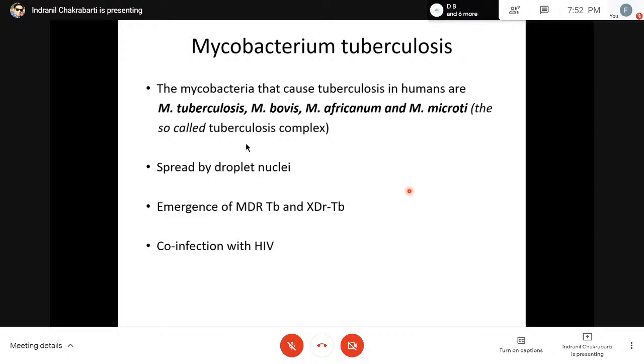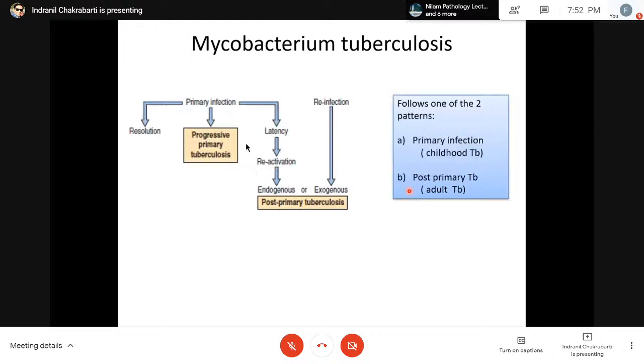They spread by droplets, and nowadays with co-infection of HIV, the incidence as well as the prevalence are increasing, and there is emergence of multi-drug resistant tuberculosis and extremely drug-resistant tuberculosis. So with Mycobacterium tuberculosis, the infection pattern follows one of two. Either it's a primary infection, which was previously known as childhood TB. A primary infection means that infection is occurring for the first time. So usually it occurs in childhood in endemic areas, but it can affect adults in non-endemic areas. So it's better to call it primary infection. The other one is secondary or post-primary or the adult type of tuberculosis. So the primary infection may resolve or progress to progressive primary tuberculosis, or it may become quiescent and later get reactivated to give rise to post-primary tuberculosis, or reinfection can also result in post-primary tuberculosis.